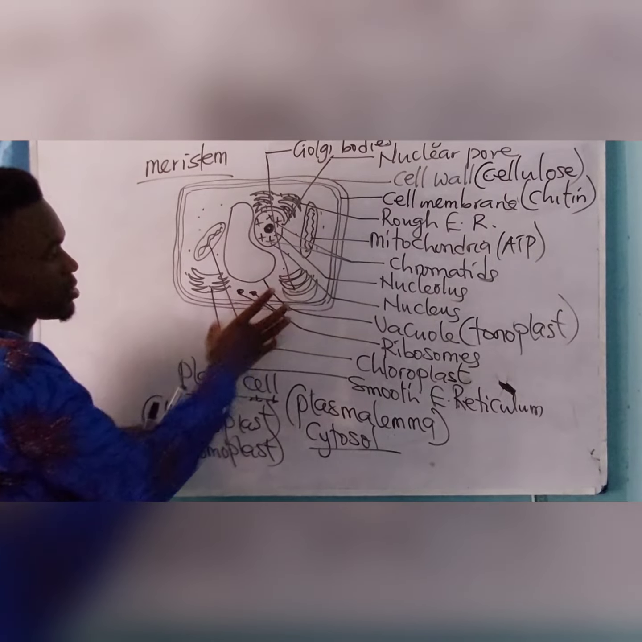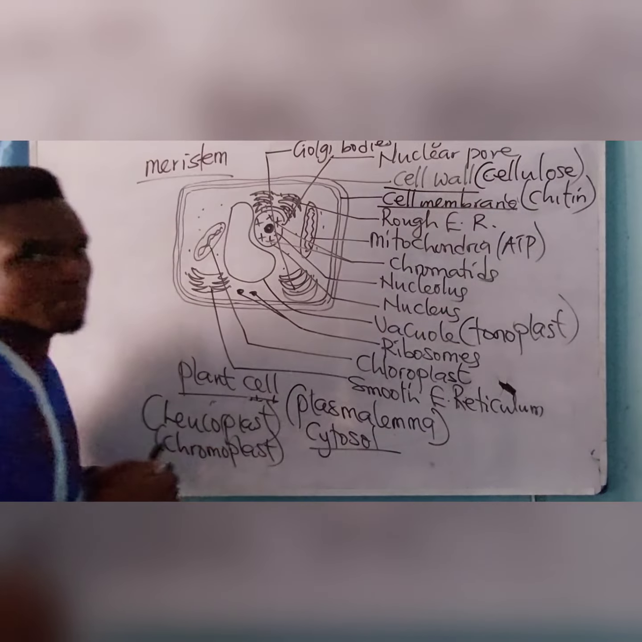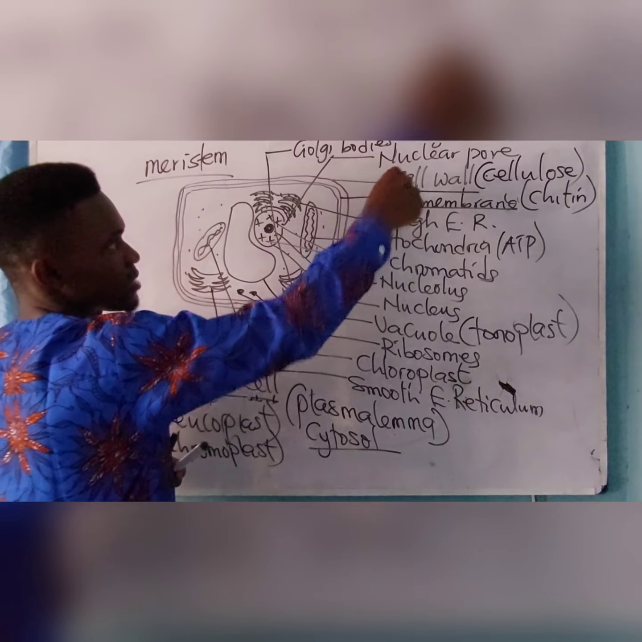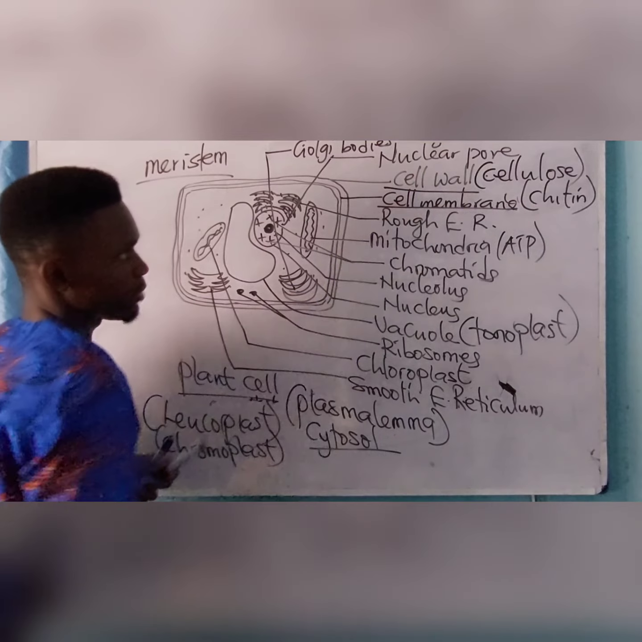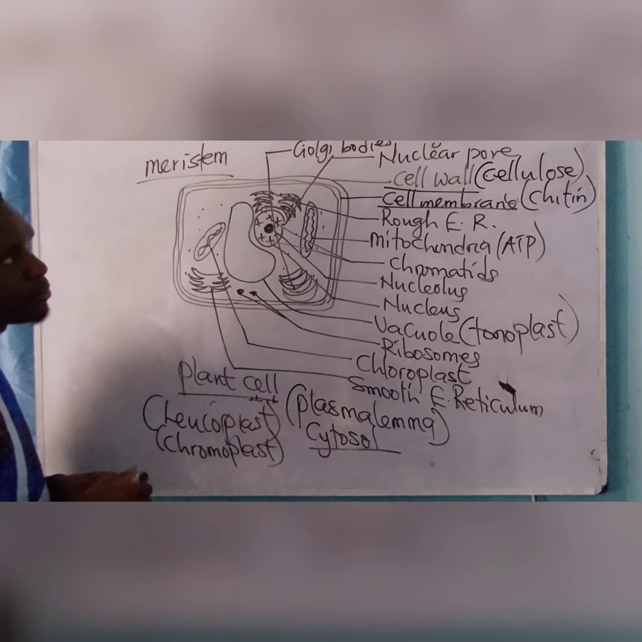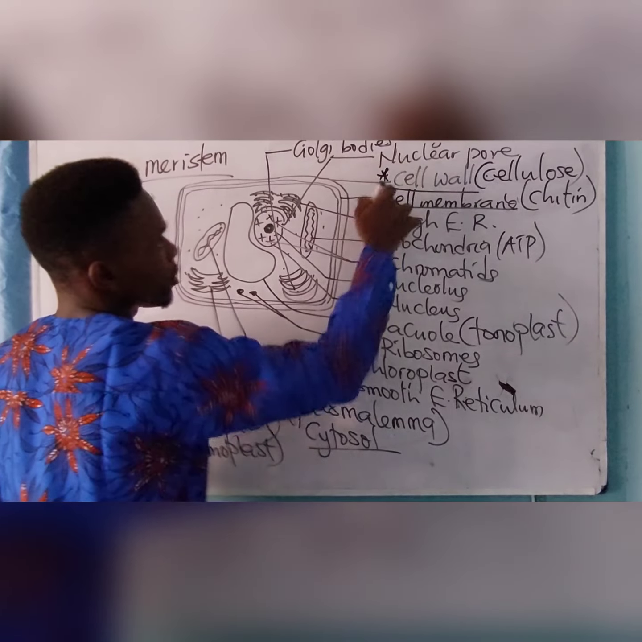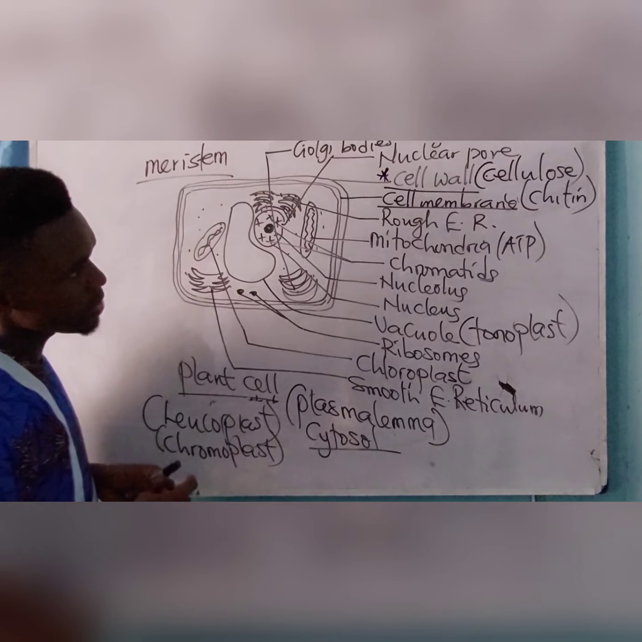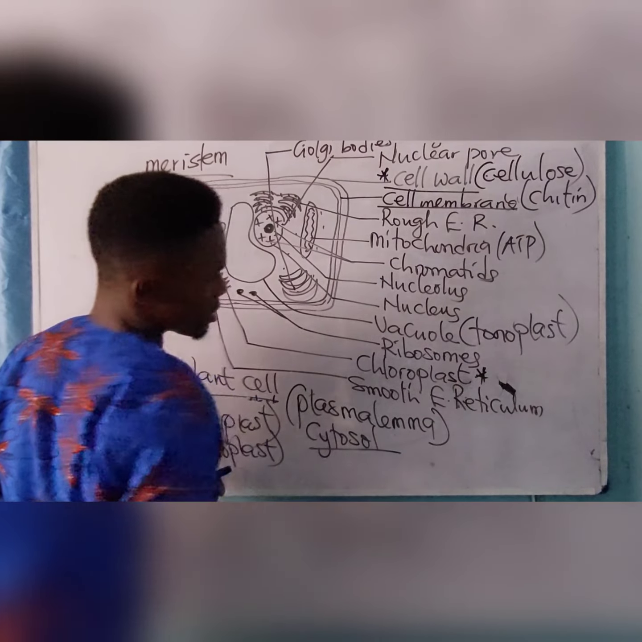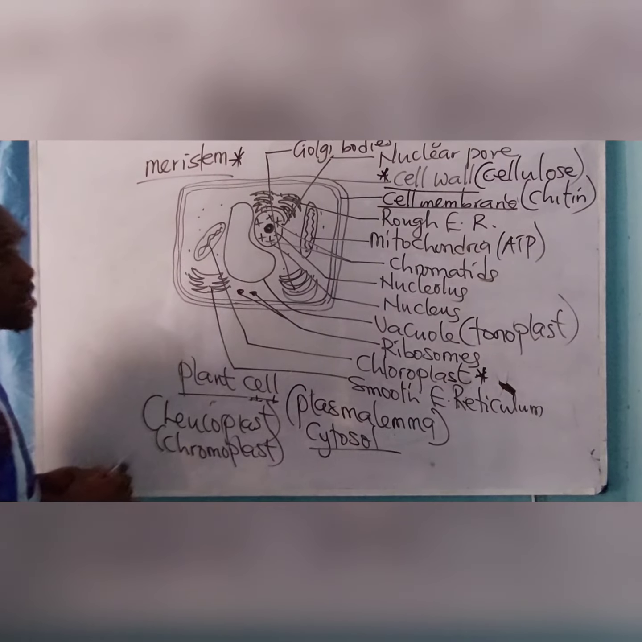You can see that this plant cell has both the cell wall and what? The cell membrane. But animals lack cell wall. The plant has both cell wall and what? Cell membrane. Now let me bring out the organelles that are absent in animal cells. Animal cells do not have cell wall. Animal cells do not have chloroplast, and they do not have what? They do not have meristems.